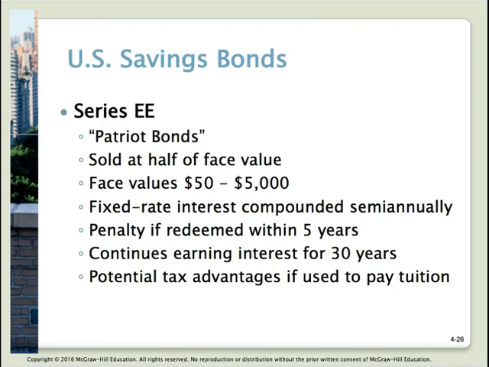They can be purchased online at the face value. For example, for a face value $50 bond, you're going to pay $50 for the bond, and then it increases in value as interest accrues monthly and compounds semi-annually. If you redeem the bond before 5 years, you forfeit the latest 3 months of interest. If you wait until after 5 years, there's no penalty.